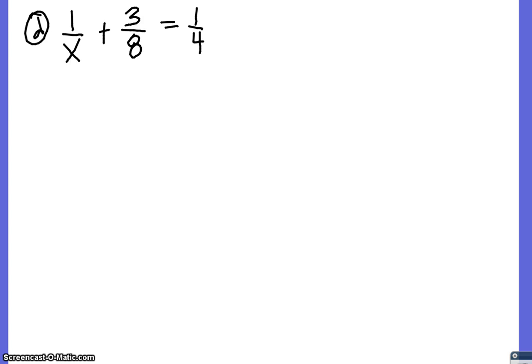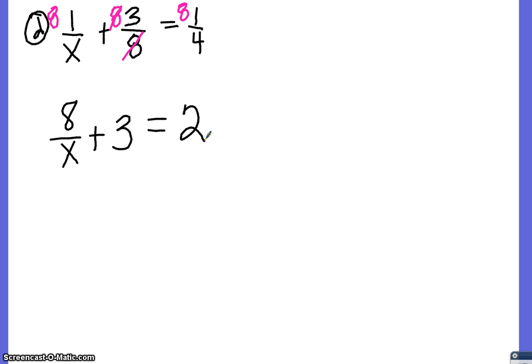Okay, so let's look at problem number 2. Problem 2, I have 1 over x plus 3/8 equals 1/4. So 8 is going to be my greatest common factor. I'm going to multiply all 3 fractions by 8, again, to eliminate as many denominators as I can. What happens is my first fraction actually has to stay 8 over x. And in my second fraction, those 8's cancel, so I'm just left with plus 3, equal to 8 divided by 4, which is going to be 2.